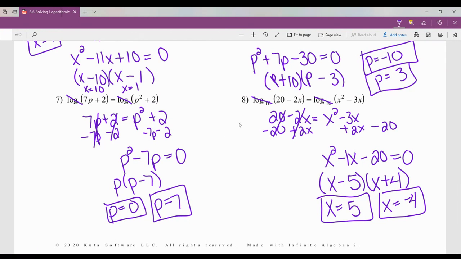All right, guys, so that is it for solving where one log equals one log. Go ahead and try that exercise now.